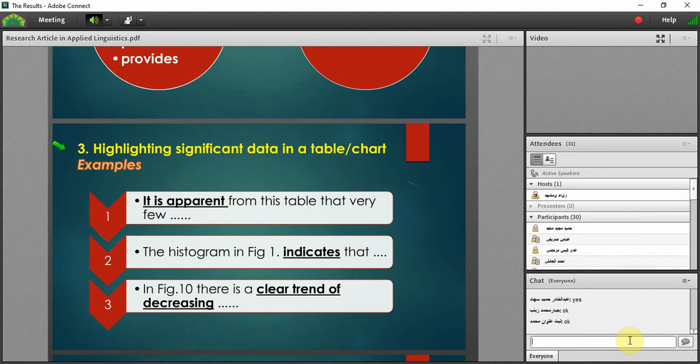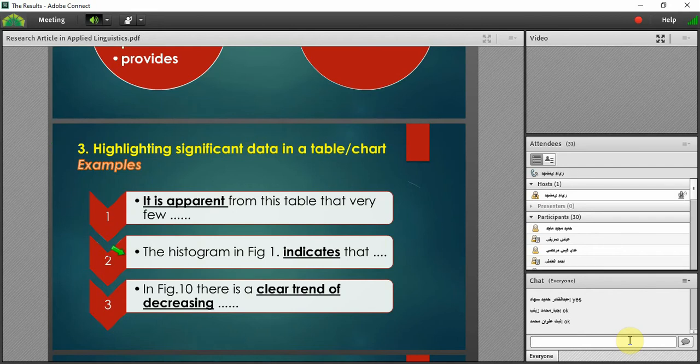My dear students, as I told you earlier, when you have a table full of numerical data, you need to highlight the significant data. You need to add some text after the tables to tell the readers what the significant results are. You see what I mean?